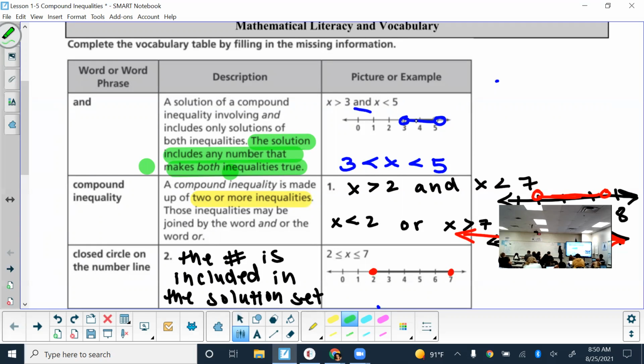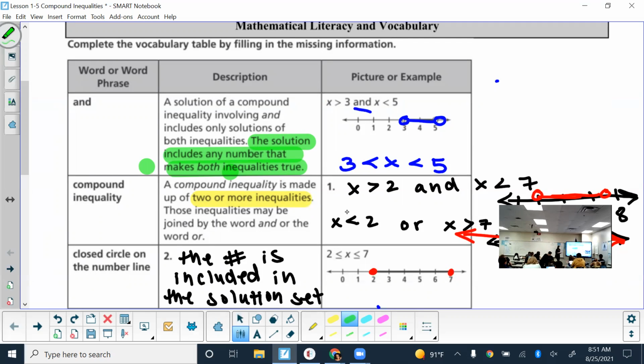What about 4? Can 4 be an answer? What about 4.5? What about 3.1? What about 3? All right, 3 is not an answer because we have that open circle, right? It says it has to be greater than 3, not equal to. So 3.1 works, but not 3. Questions there?